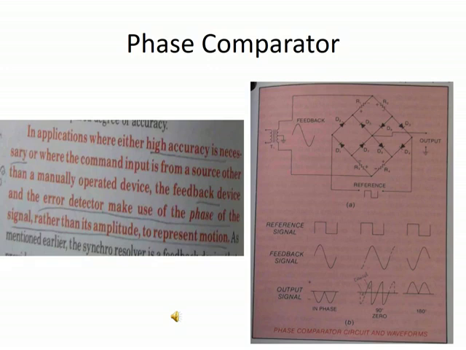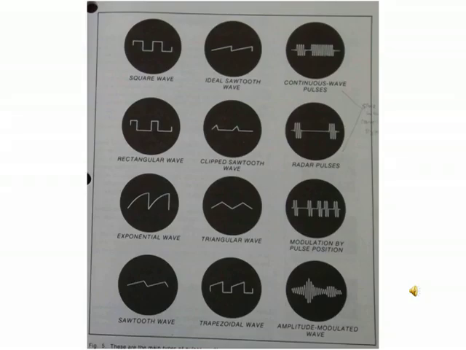In the diagrams, I present multiple surface waveforms. The waveforms can be a square wave, sawtooth wave, continuous wave, rectangular wave, clipped sawtooth, radar pulse, exponential wave, triangular wave, modulation by pulse position, sawtooth wave, tripulsar wave, and amplitude modulated wave. Those are the waveforms utilized in the electronics industry, and they are presented in the diagram.